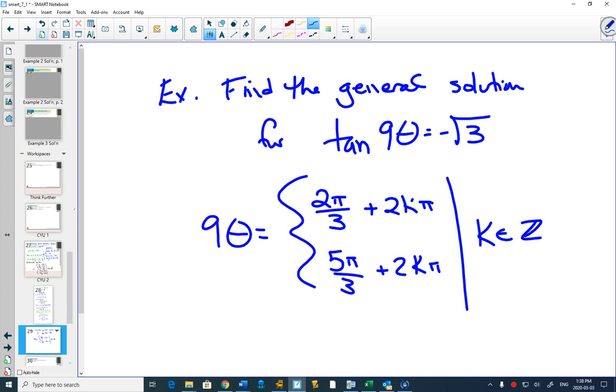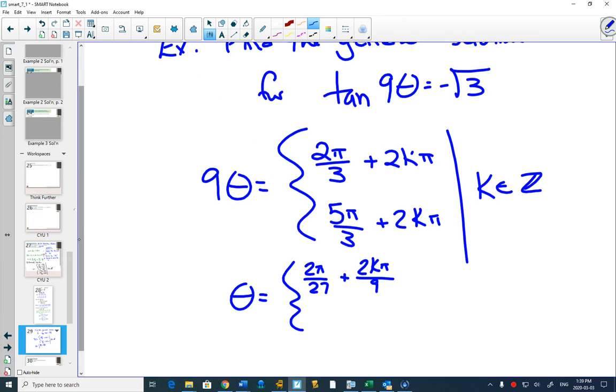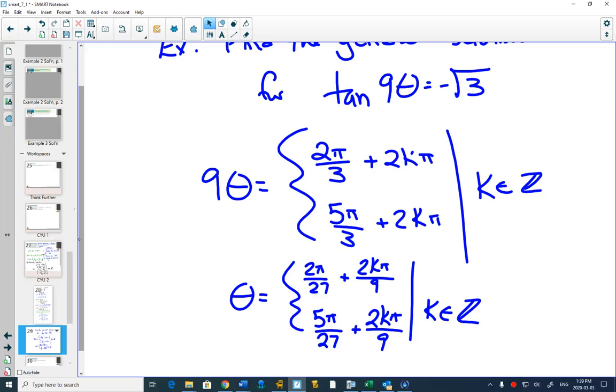So this is our technique of finding the answers from 0 to 2 pi and adding 2k pi. That solves for the general solution for 9 theta. The general solution for theta then, divide by 9: 2 pi over 27, plus 2k pi over 9, and 5 pi over 27, plus 2k pi over 9, where k is an integer.